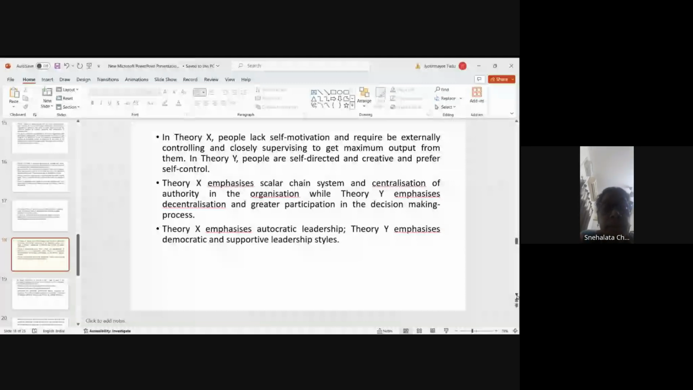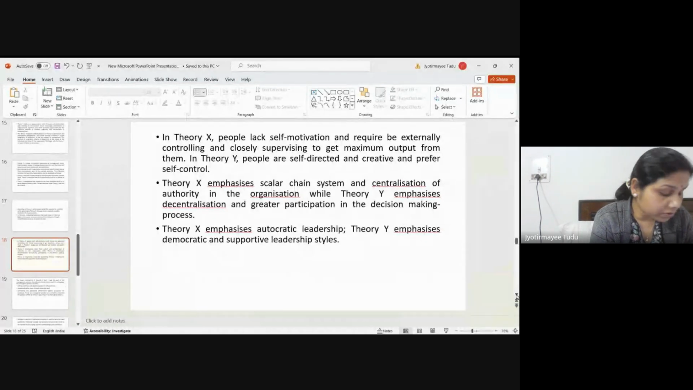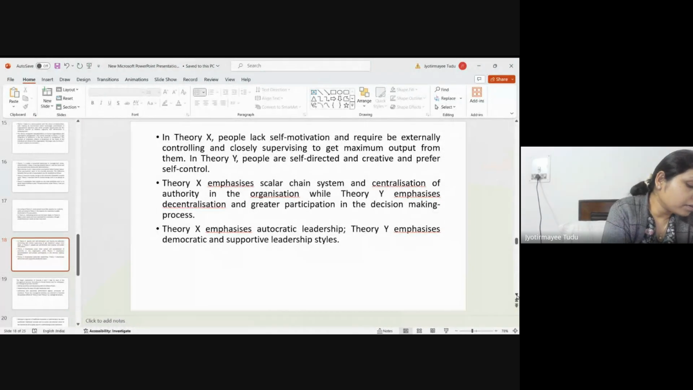Supposed to that you don't feel the self-motivation aspect, because theory X is completely talking about how human beings don't have any ambitions. So of course, if somebody does not have any ambition, then how could the self-motivation aspect come up from there? Okay. Whereas in theory Y, people are self-directed and creative and prefer self-control.